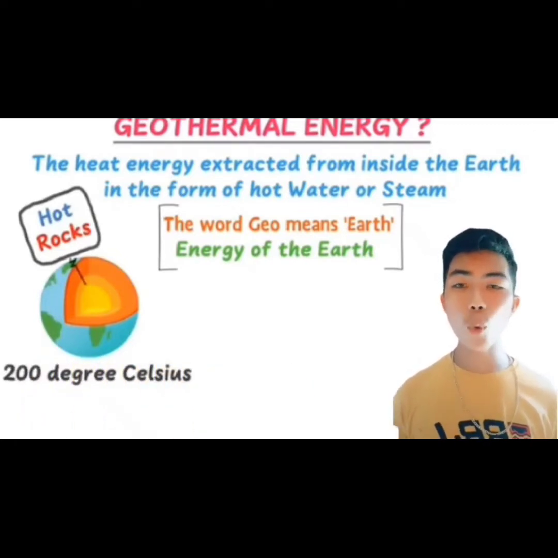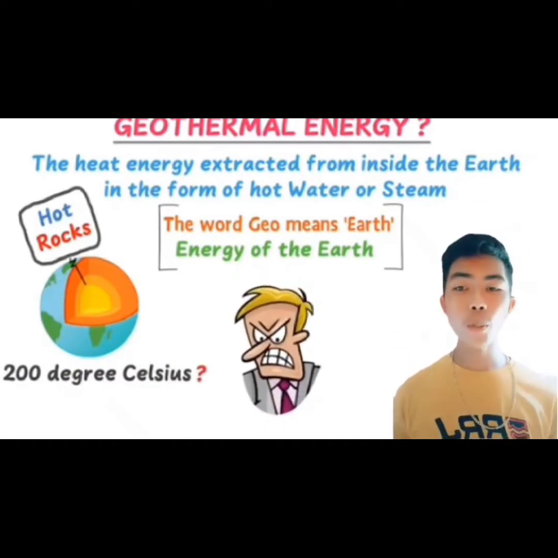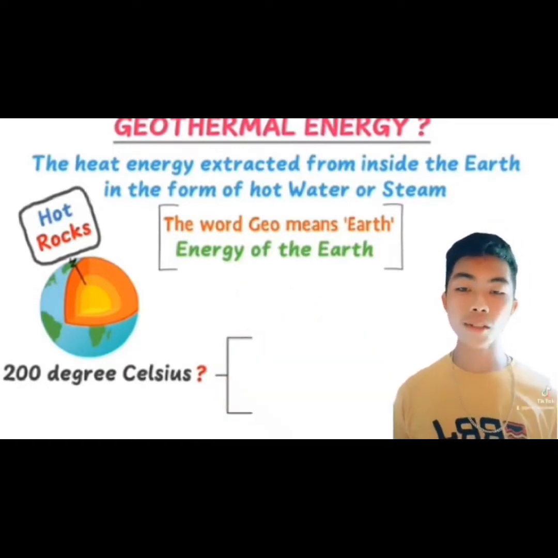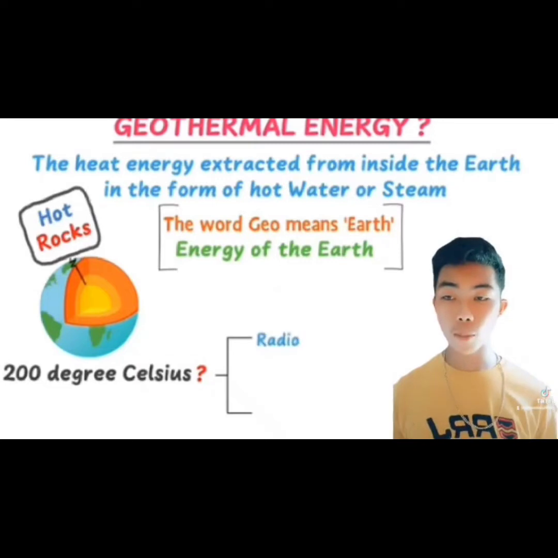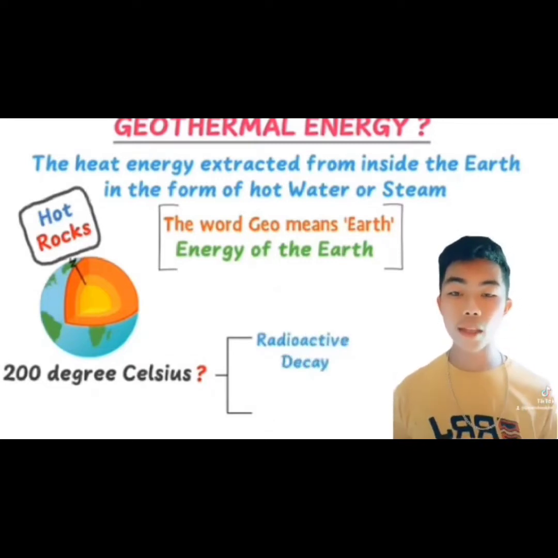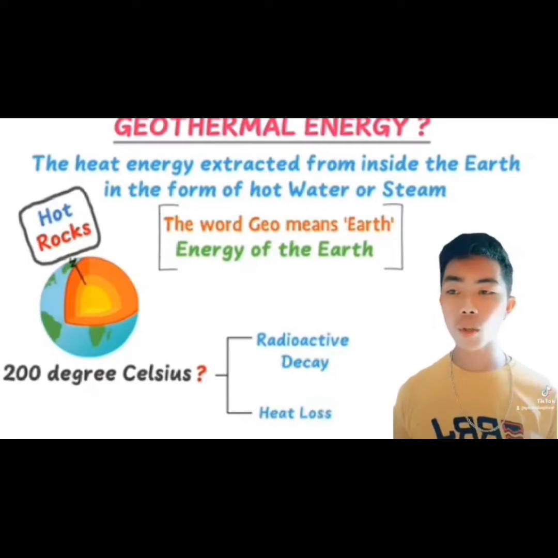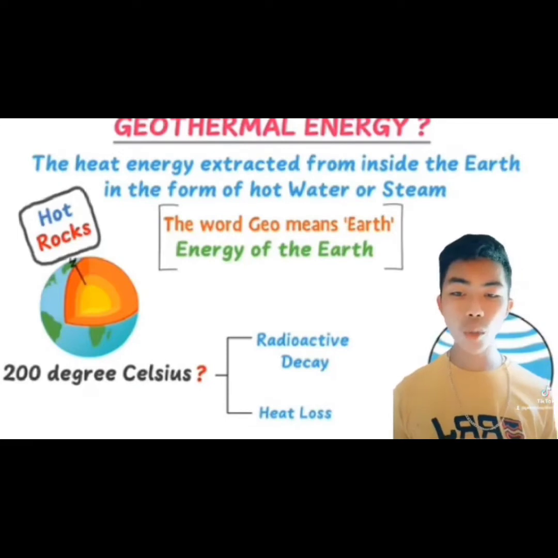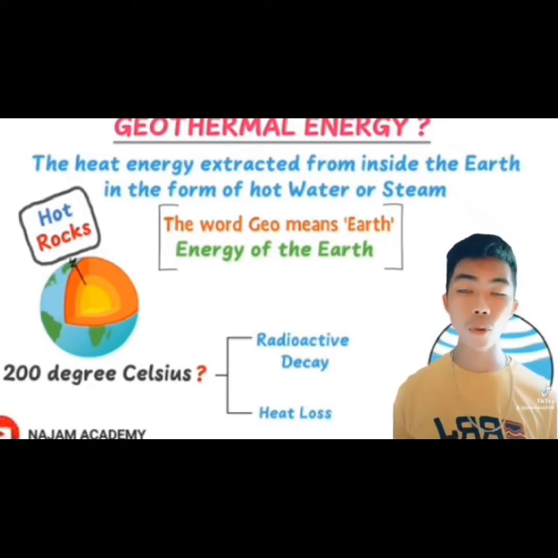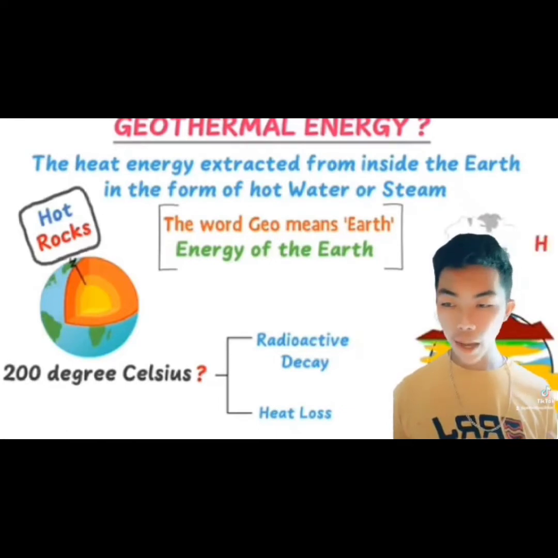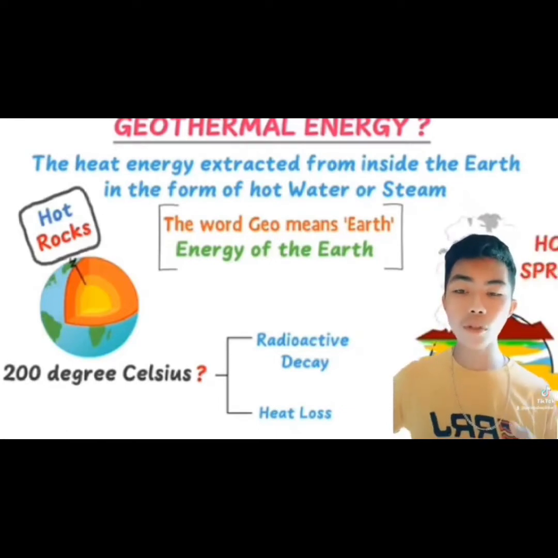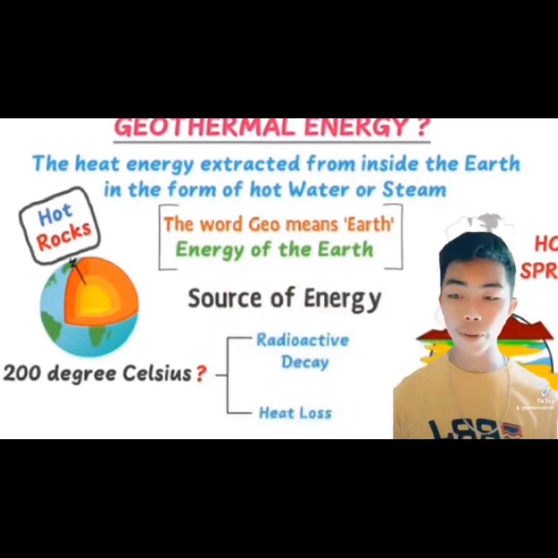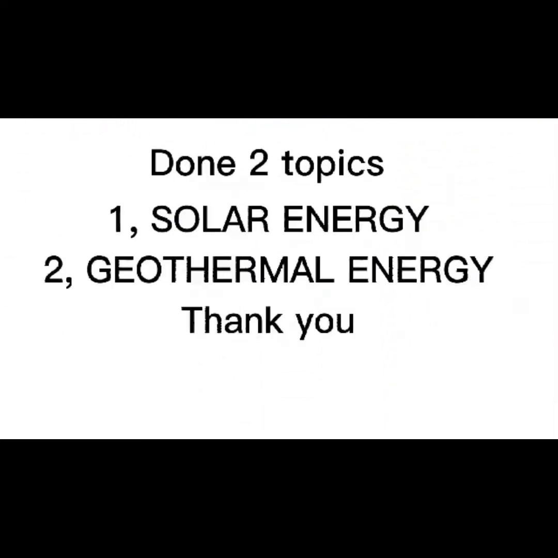You may be thinking, why is the temperature of the earth's core so high? Well, the answer is very simple. It is because heat is generated from radioactive decay of minerals and continual heat loss from the earth's formation. Underground water comes in contact with hot rock due to high pressure and temperature, and at the surface there are hot springs, gases or steam vents. We can utilize steam as a source of energy in many different ways.